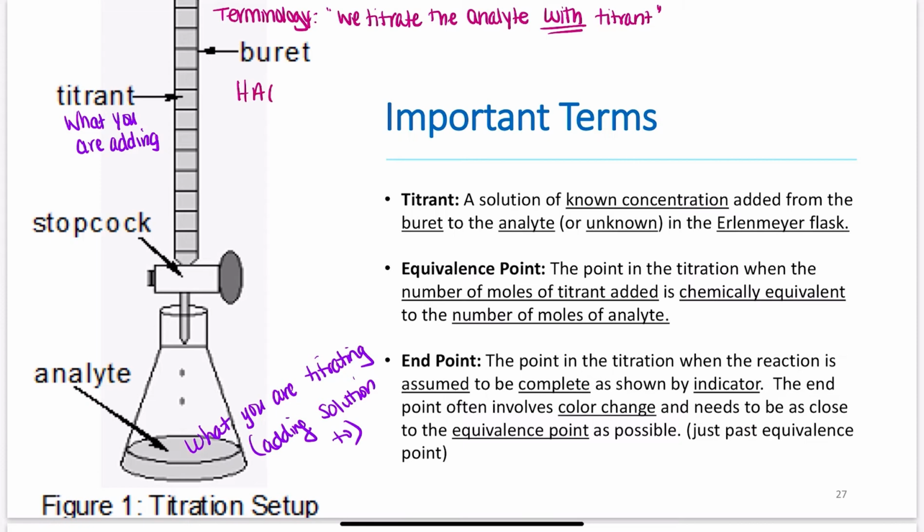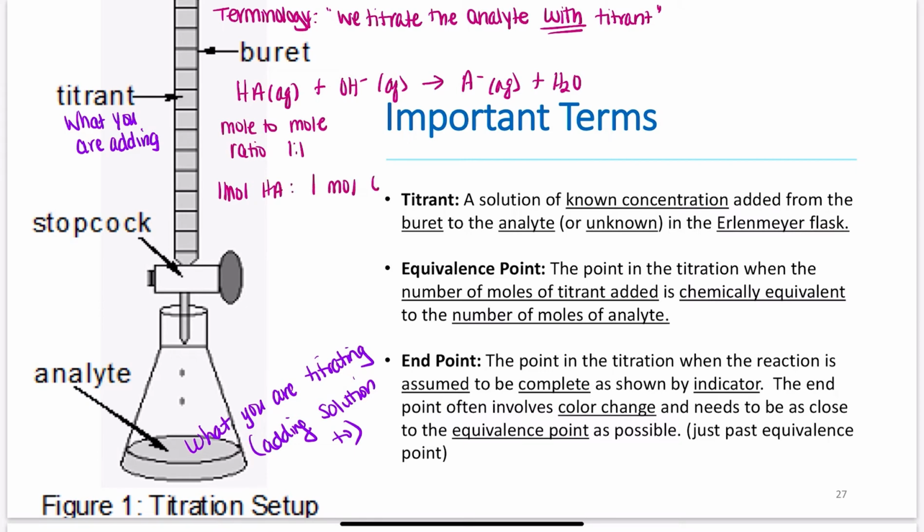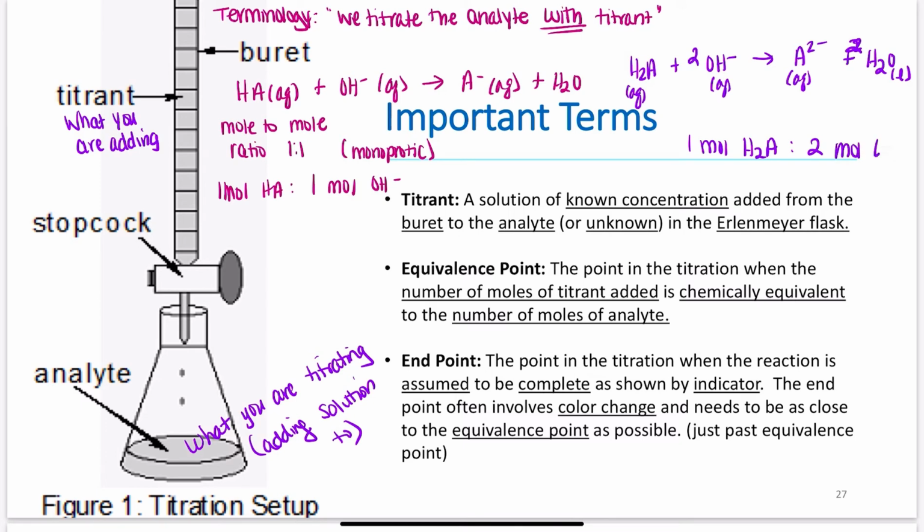I mean if I have a weak acid plus a strong base, the mole-to-mole ratio here is 1, of acid to base. 1 mole of acid to 1 mole of base. This is called monoprotic. If I had H2A plus OH minus, giving me A2 minus plus H2O, I would see I need a 2 here and a 2 here to balance out the reaction, and 1 mole of H2A requires 2 moles of OH minus.